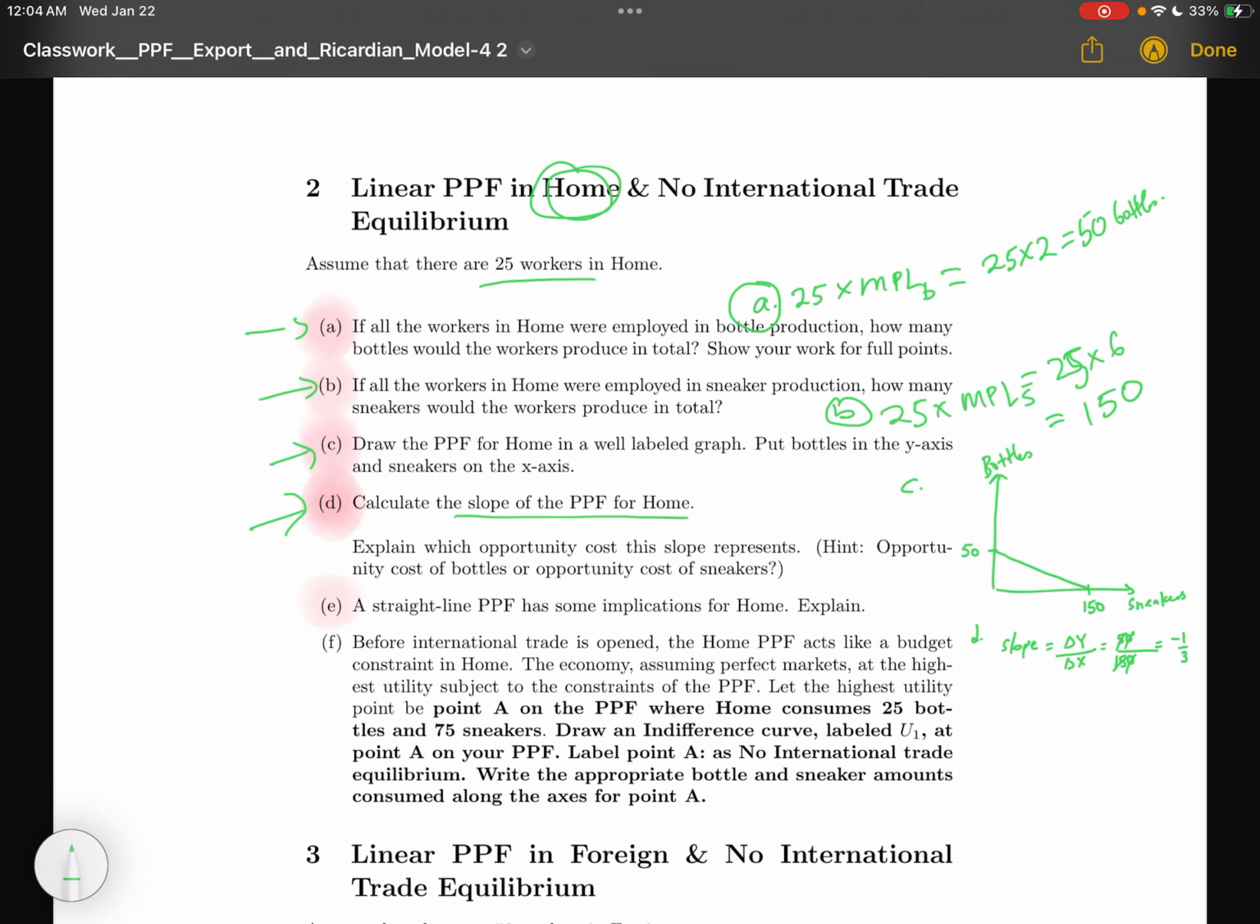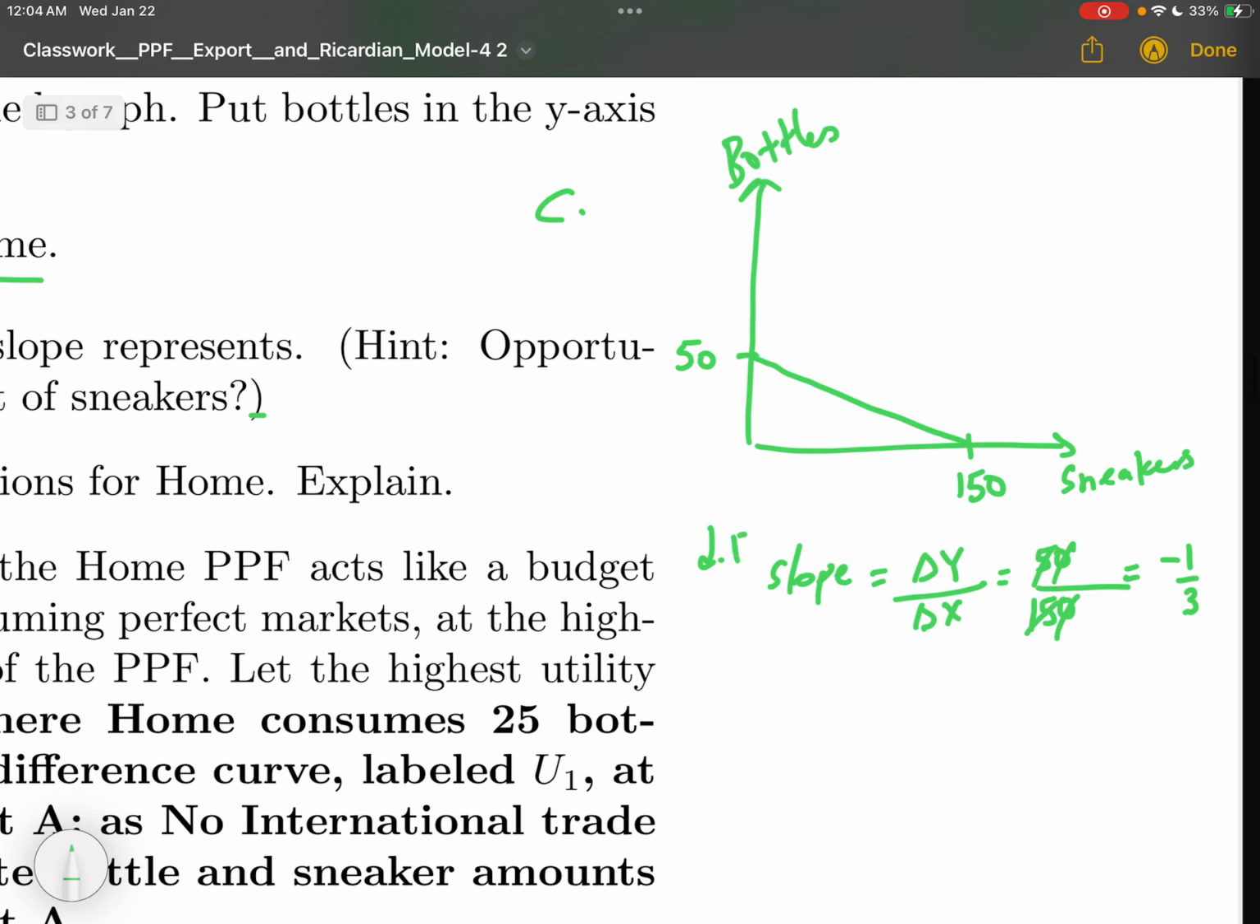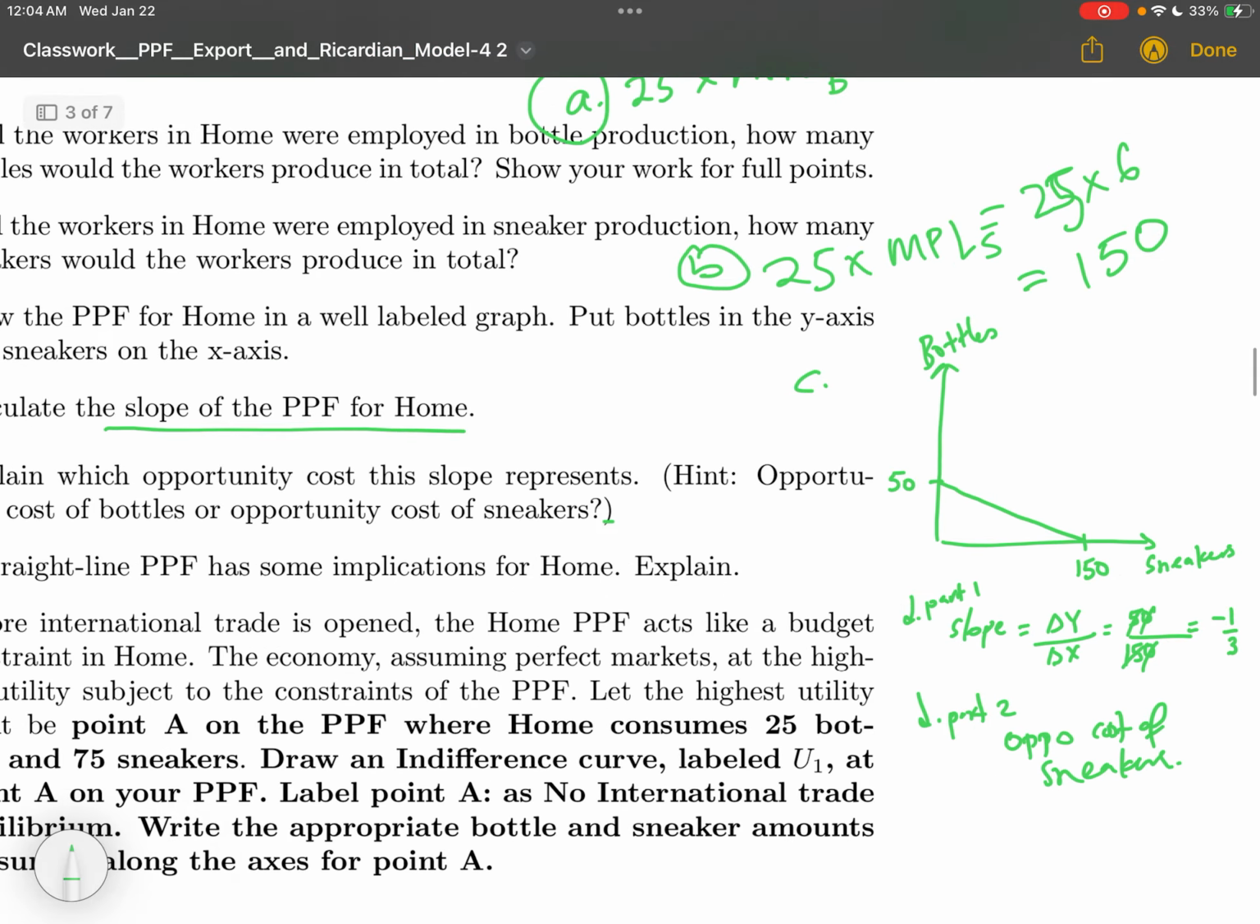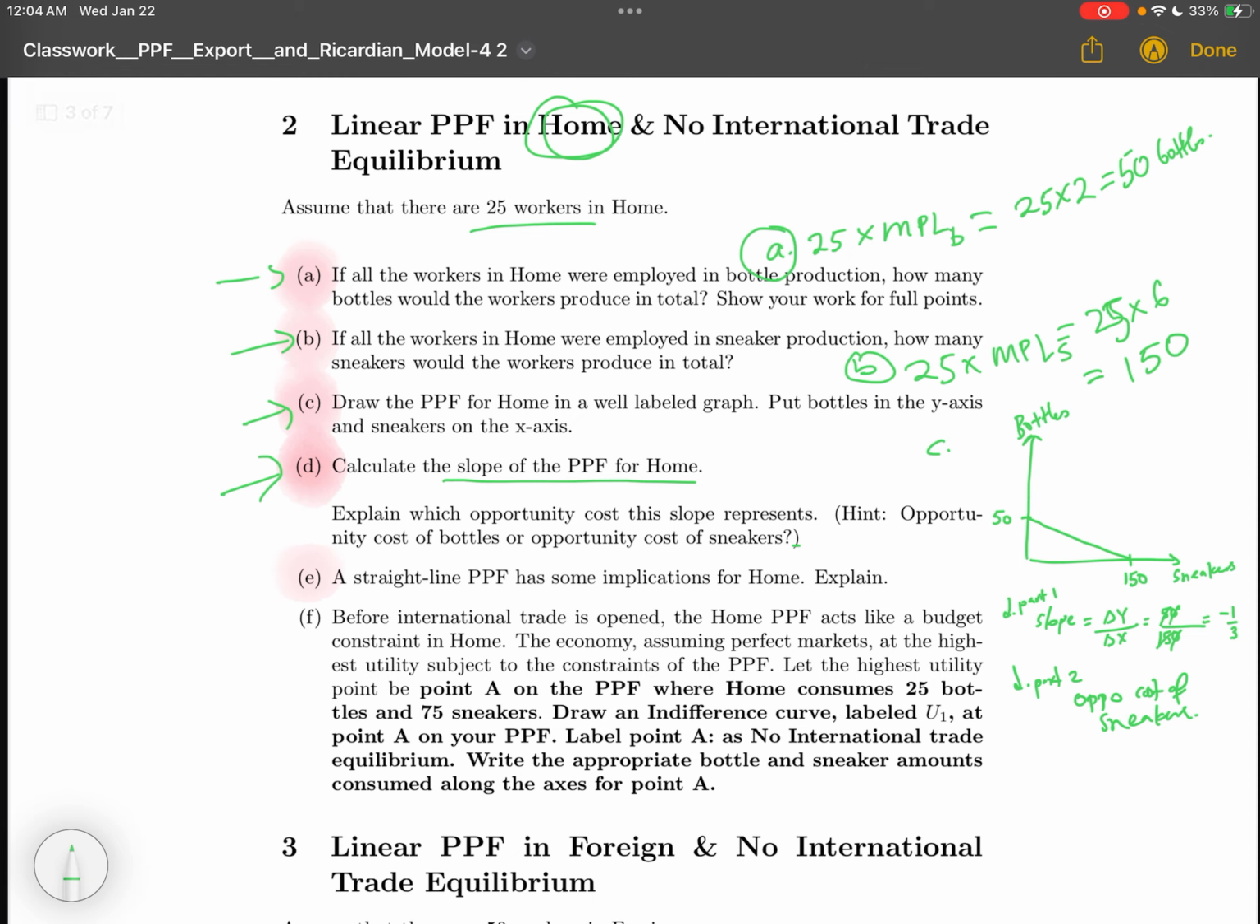Okay, I just did D. Well, I didn't finish D. The second part of D says, explain which opportunity cost this slope represents. Hint, opportunity cost of bottles or opportunity cost of sneakers. You guessed it, opportunity cost of sneakers. So D part 1 and D part 2, opportunity cost of sneakers.